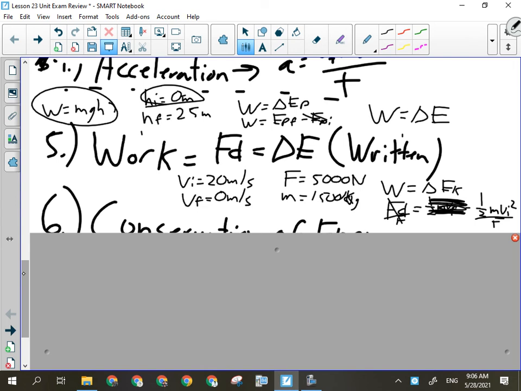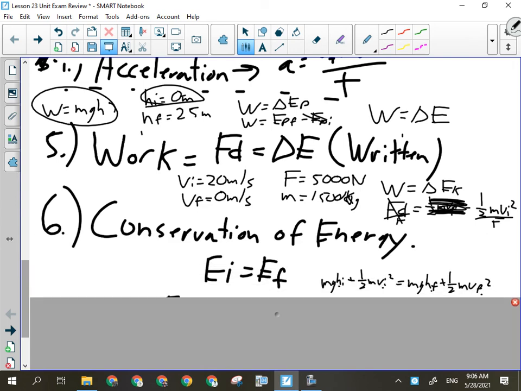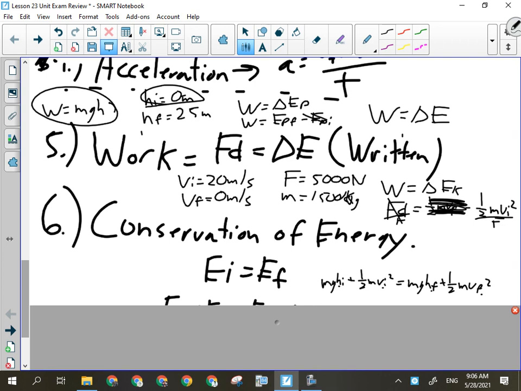And then the stuff we've been working on here for the last little while, conservation of mechanical energy, EI equals EF. The context for those questions: sleds going down hills, roller coasters, jumping out of planes or off cliffs or whatever. Any place where work is not involved.